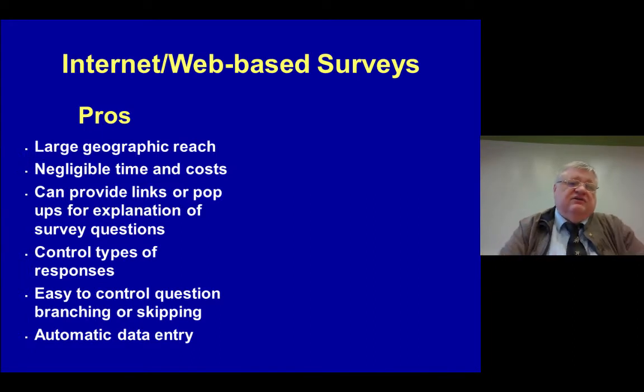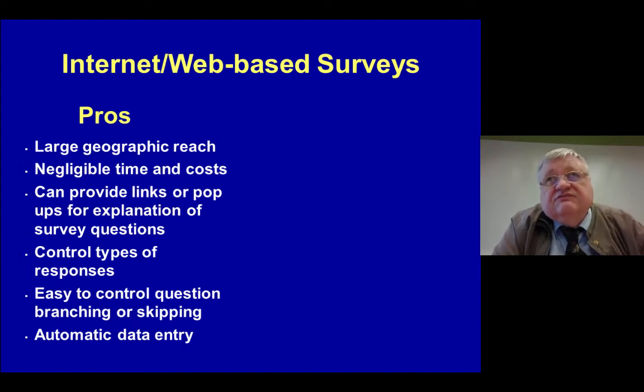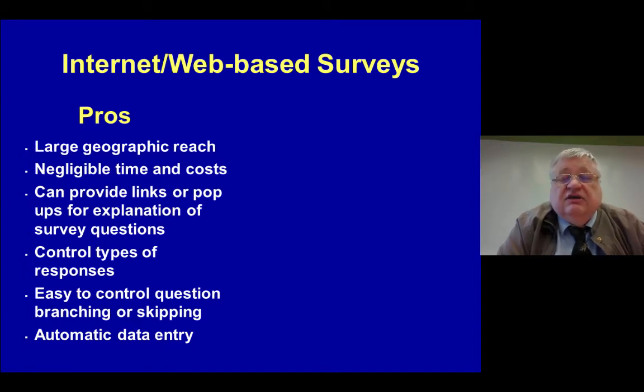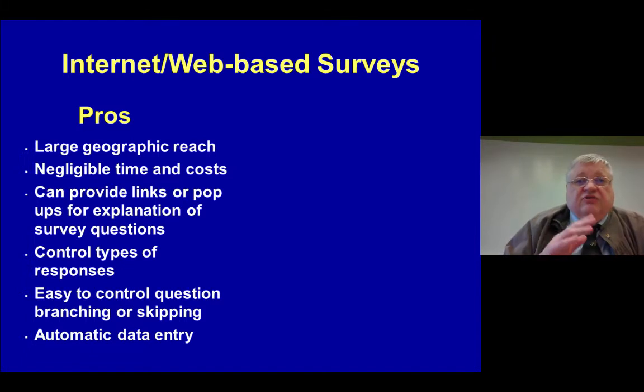You can of course provide links or pop-ups if somebody wants to look at an explanation of a question. You can control the type of responses. So for example, if you're using a 5-point scale, you'll limit them to those 5 points. They can't type in a 6, for example. A little prompt will come up and say something to the effect that that value is out of range. Please pick a number from 1 to 5. And it's easy to control question branching or skipping. We'll go through this very shortly.